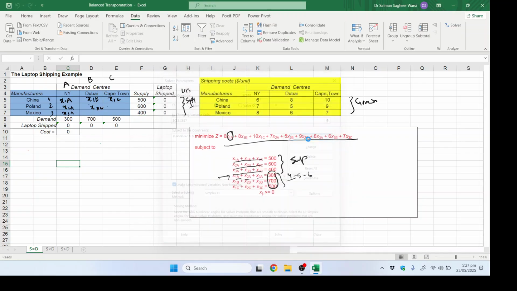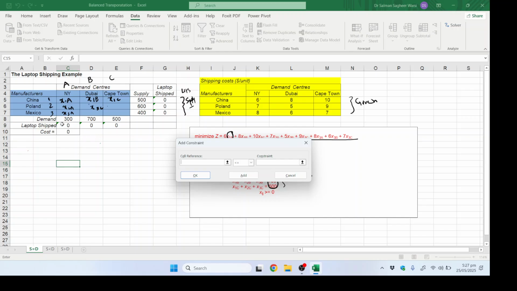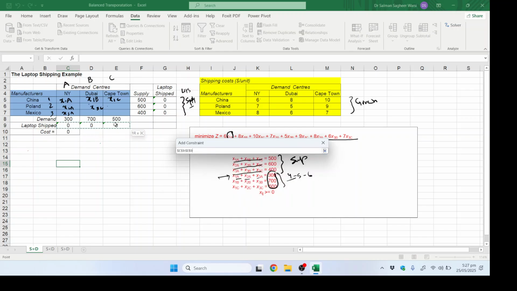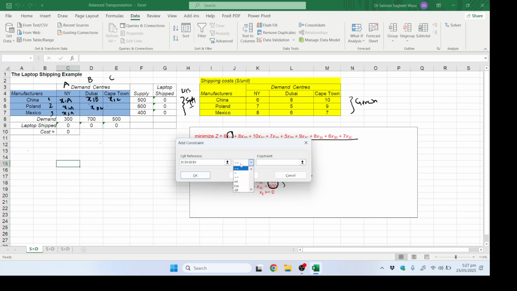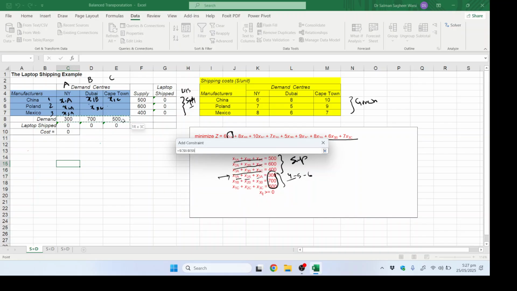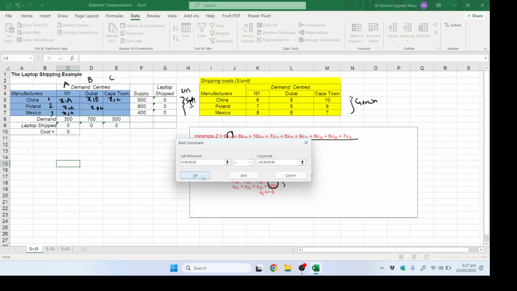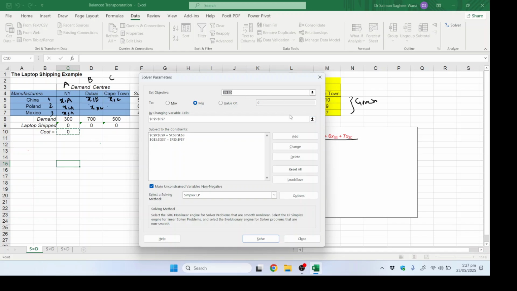Now let's add the demand constraint. The demand constraint is, we wrote it in these three cells, and this is equal to the right hand side quantities which we have mentioned on the cells above. These are 300, 700 and 500. So now we have added the demand values as well. So now this is complete.